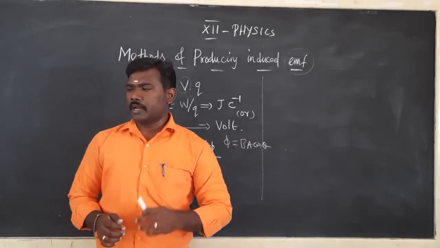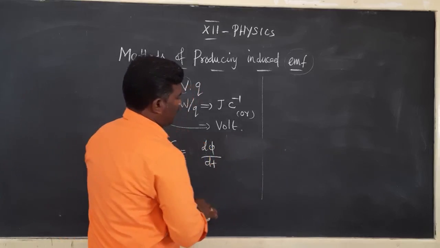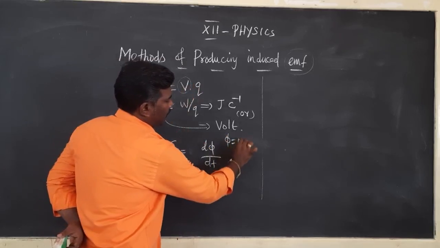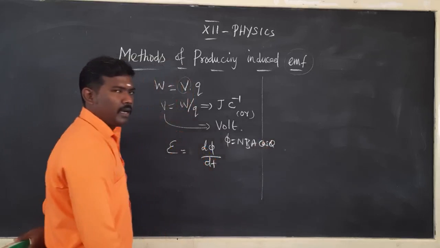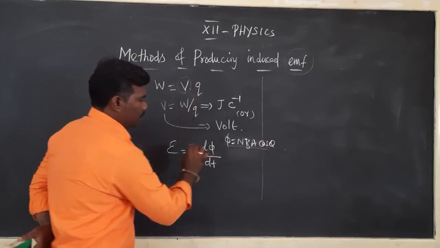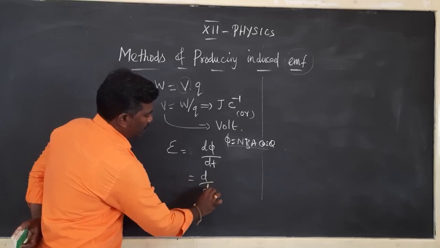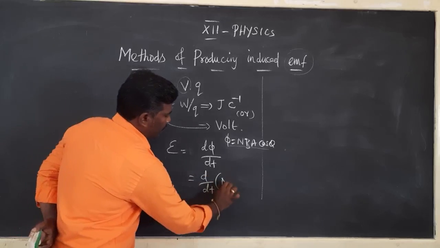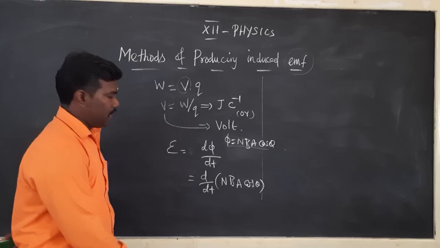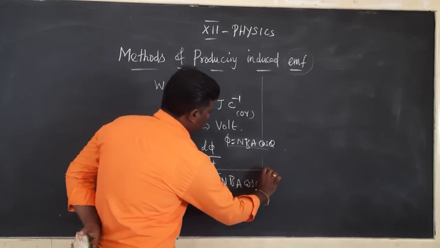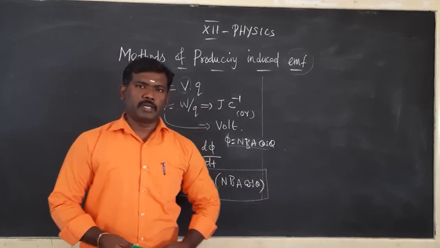If the circuit consists of N number of turns, we can write the formula for phi as phi is equal to NBA cos theta. You apply the phi value into the given EMF formula, so E is equal to d by dt of NBA cos theta. So using this formula, we are going to explain the methods of producing induced EMF.